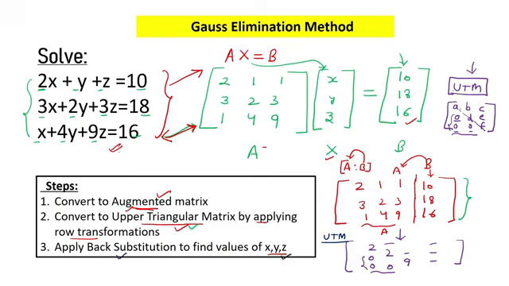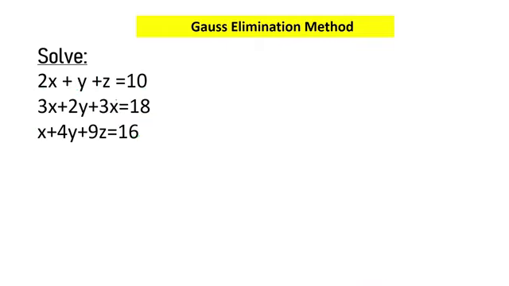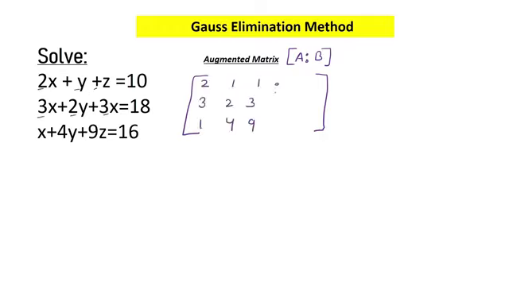So let's see how we can apply all these steps to find the solution of this group of equations. This is the same question. First I will convert these equations into the augmented matrix directly. I will write all the coefficients, that is 2, 1, 1, 3, 2, 3, and so on. Now I will put a colon here, or you can put any other thing like a dash. And then I will write 10, 18, 16, that is the B vector. Now this is my augmented matrix, so my first step is complete.